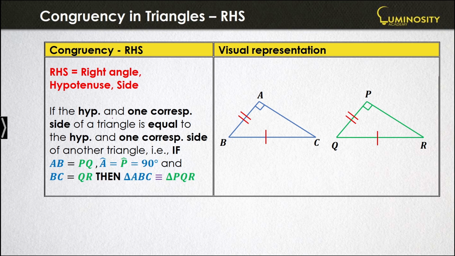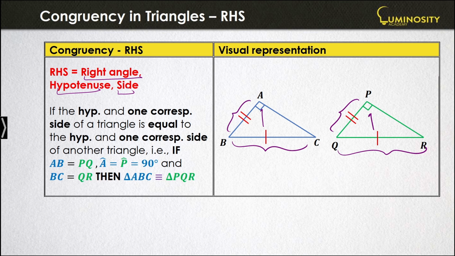So this means that, for example, if you have AB is equal to PQ, and you have these hypotenuses, BC and QR, equal to each other, so they're opposite a 90-degree angle. That's why we say right angle, hypotenuse, and common side. Then these two triangles are congruent.